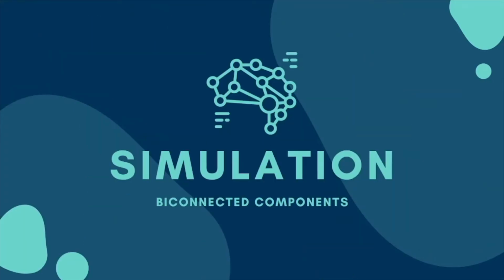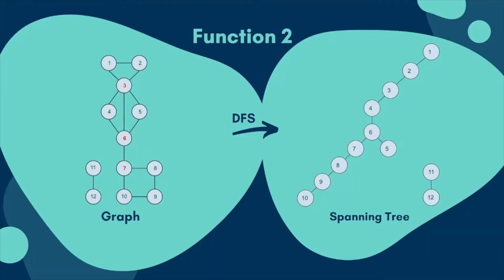I'm Sharmin Keya. I'm going to show you the simulation of the algorithm, time complexity, and the use cases. So at first, let's look at the simulation of the algorithm. Here we can see that we have a graph from which we need to find the biconnected components. According to the algorithm, we need to run DFS on this graph and find the spanning tree. We start from node 1, then keep visiting the adjacent nodes to find the spanning tree.